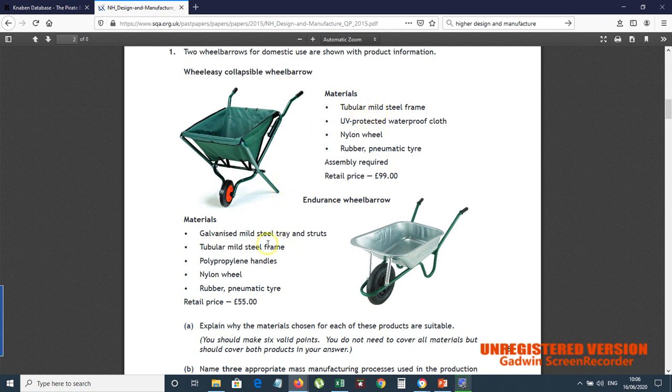If I look down here, let's go to the second one here, the endurance. So if I said the polypropylene handles, so this is the little black handles that are on here, why have we used these? Give a reason for using these. Okay, so what you'd be doing is going back to your table and saying, right, polypropylene, what is it about polypropylene?